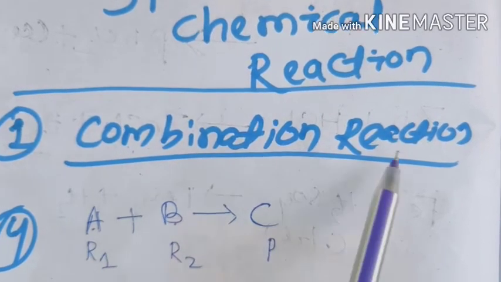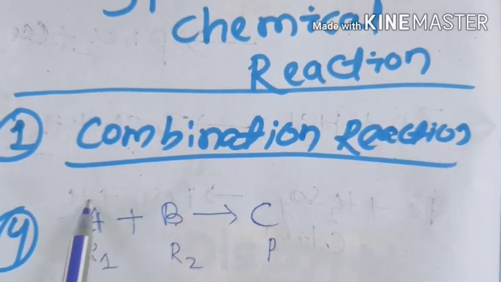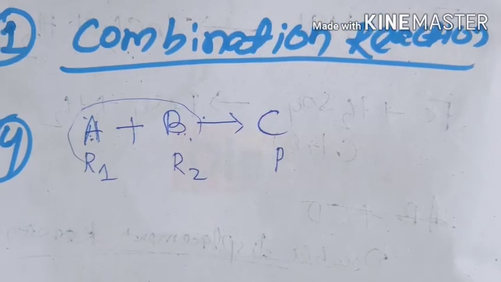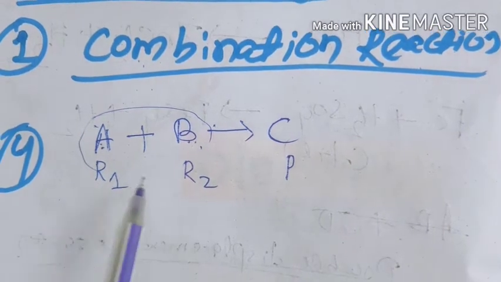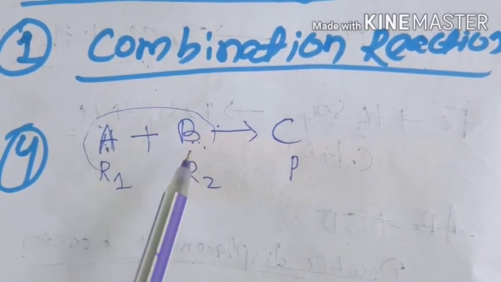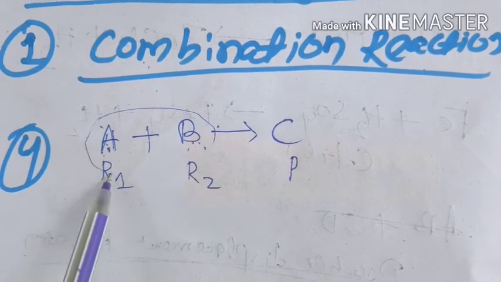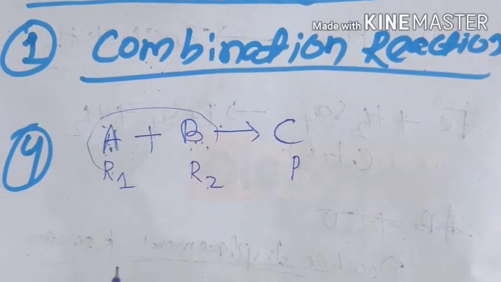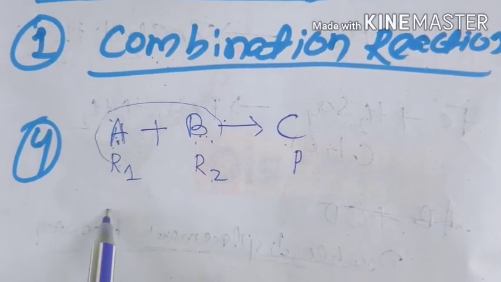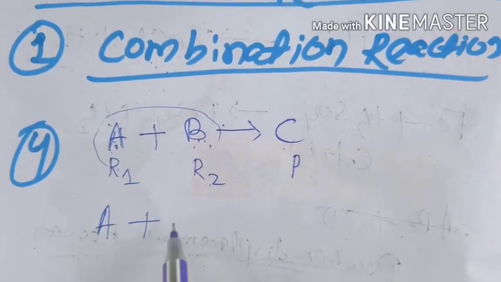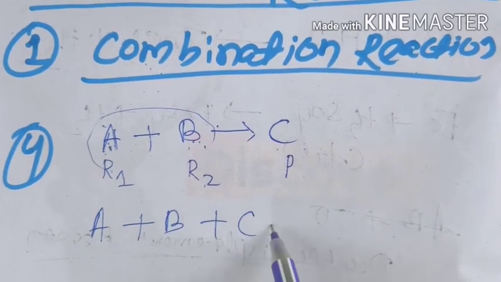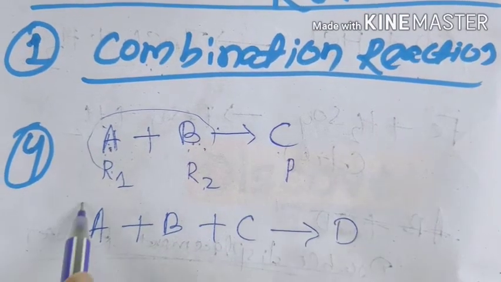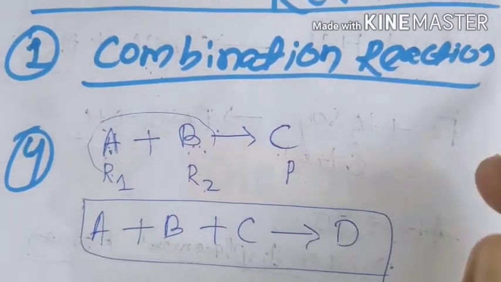So it is defined as the reaction in which two reactants are combined. When two or more reactants are involved to produce a single product, it is called a combination reaction. Let's take another case. If we add three reactants, first, second and third, and they also convert into a single product, it is also called a combination reaction.